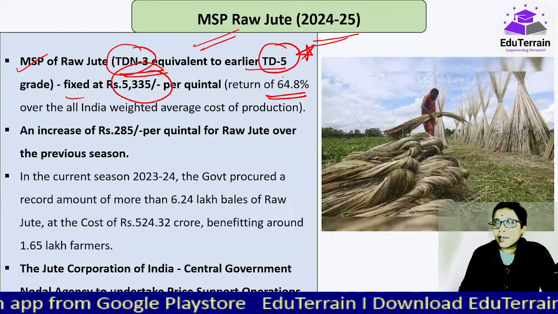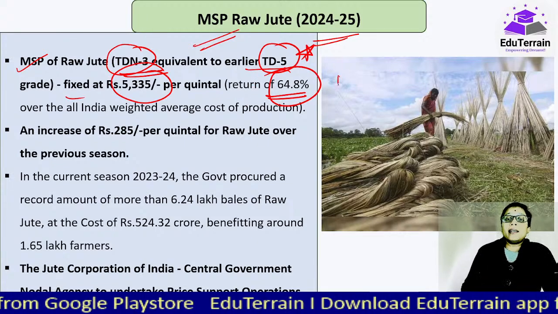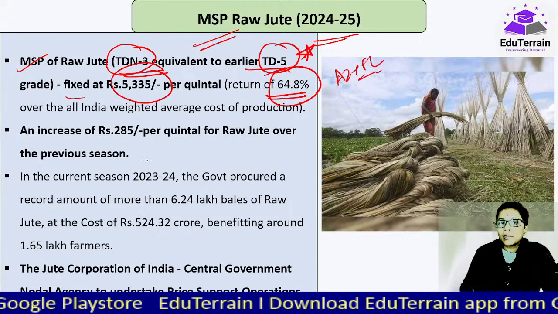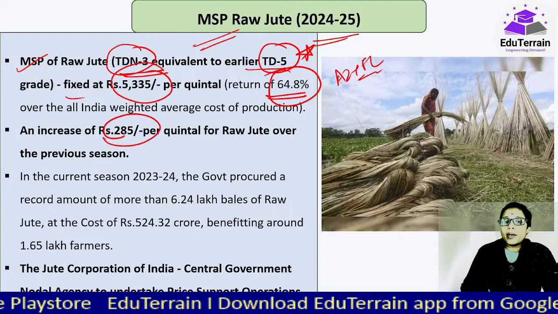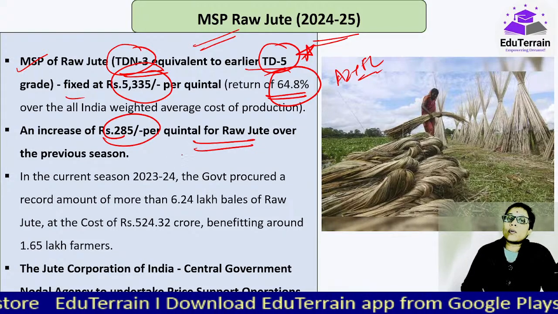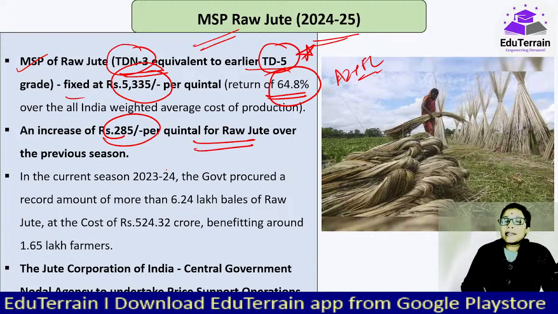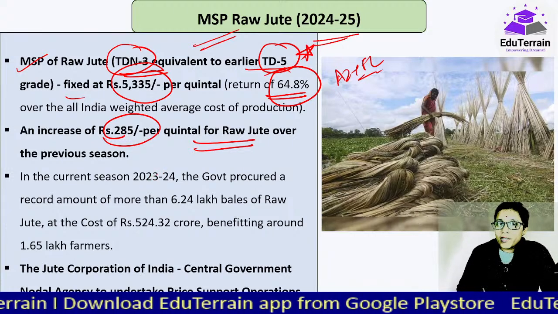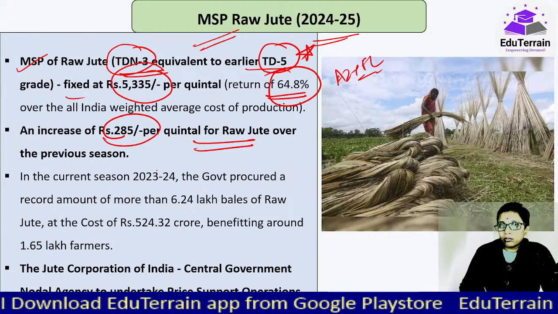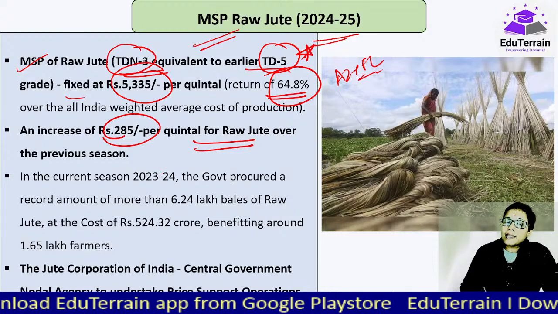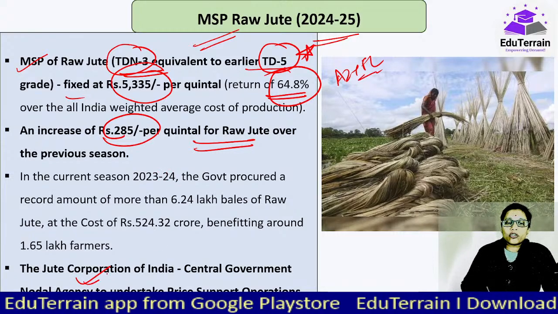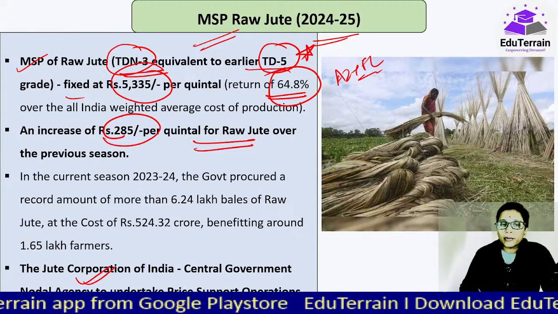Normally it is 50%. So again they are saying that this again is on A2 plus FL. And here it is an increase of 285 rupees per quintal for raw jute over the previous season. And it seems that obviously whenever market price goes beyond MSPs, Jute Corporation of India will come into the picture to procure the jute from the farmers.